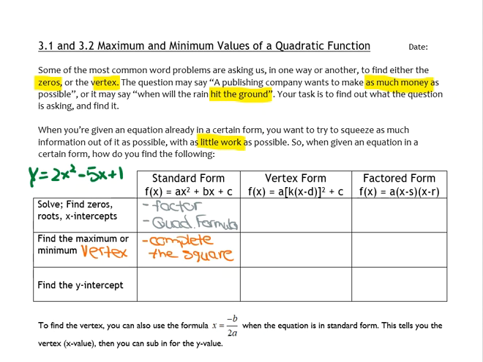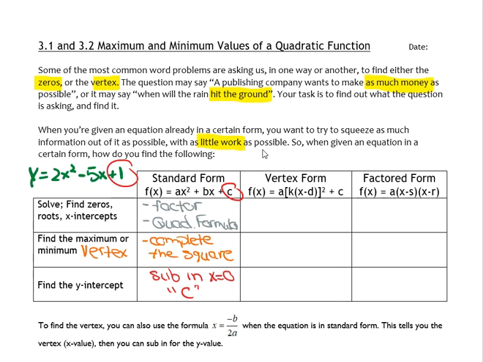Now, how would you find the y-intercept? The y-intercept is the easiest thing to do with standard form. In standard form, the y-intercept is just this value right here, the c value. Or you can sub in x equals 0, and in this case that's just going to work out to be the c value.